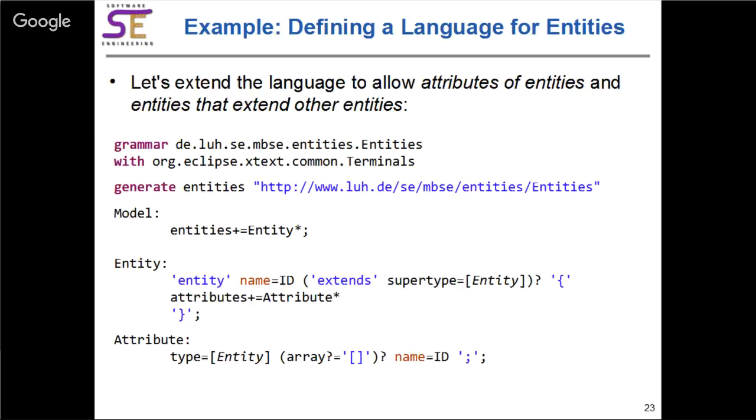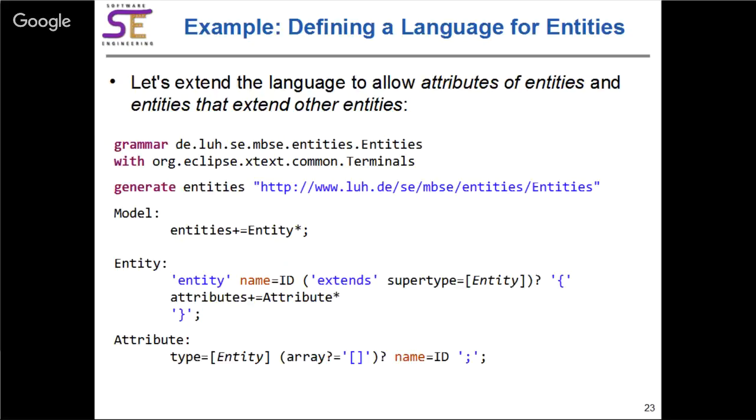And now here we see something new. We see something which is, again, a reference of the attribute type. But here we have a question mark equals, which looks very similar to this plus equals. And the question mark equals defines that the array feature of attribute is a Boolean attribute.